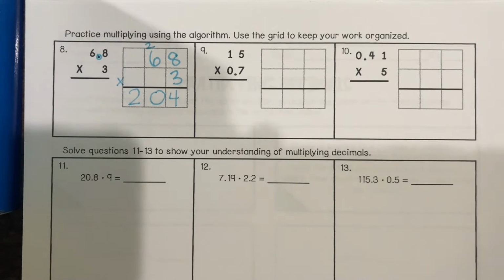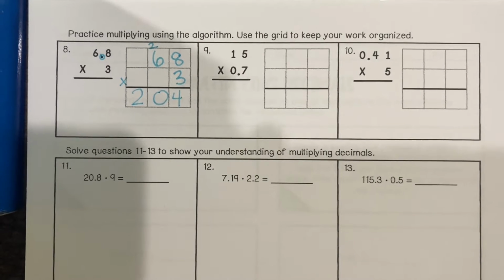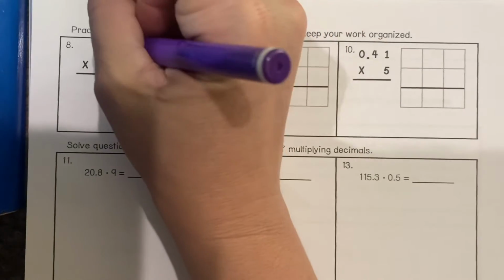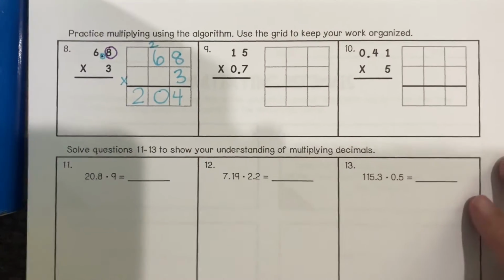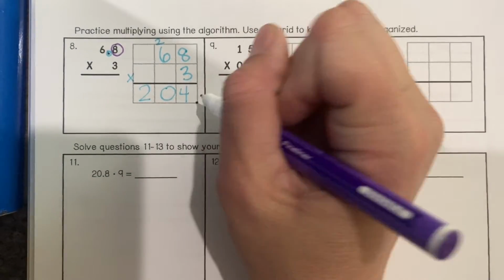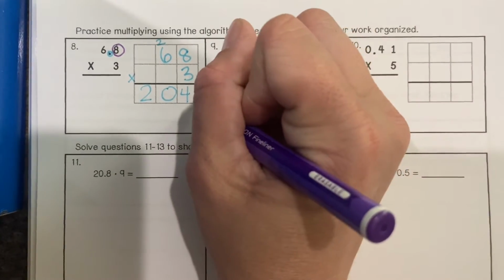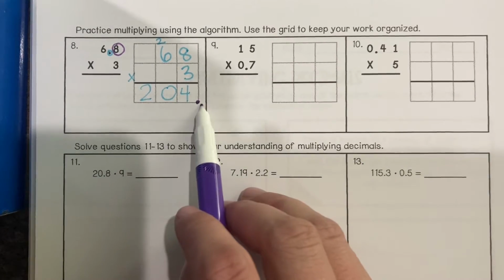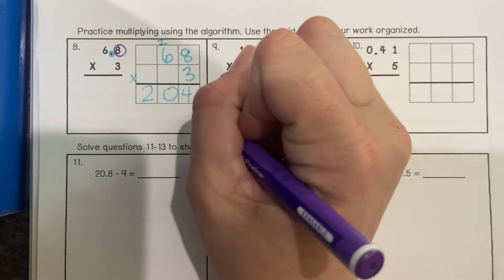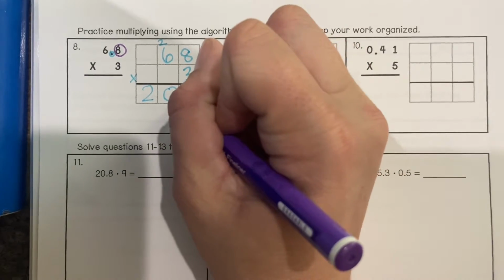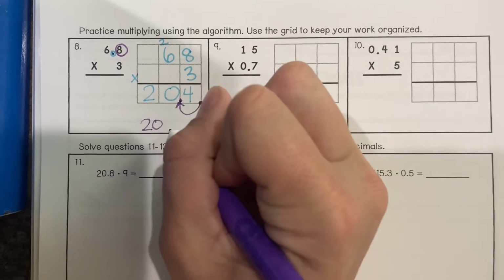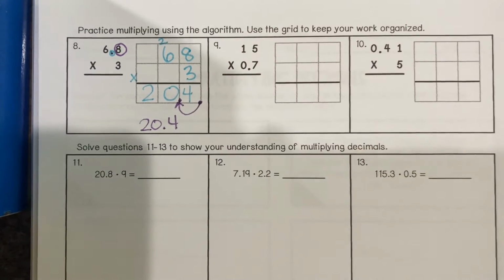Now, we had a decimal in the last one. So what I do is I count up how many numbers came after the decimal. I have 1 number after the decimal, which means when I come to my answer, my decimal would be right here, but I need to move my decimal the number of times that I have numbers behind. So I'm going to move it in 1 time, and my final answer would be 20.4.